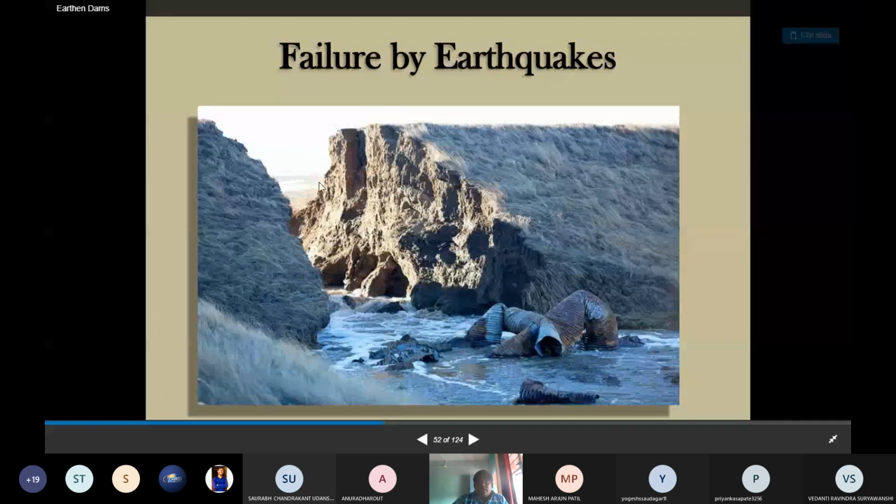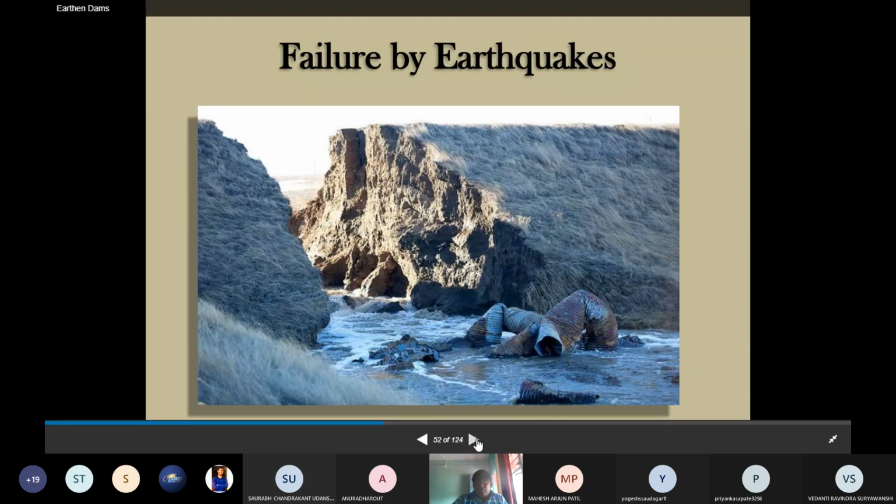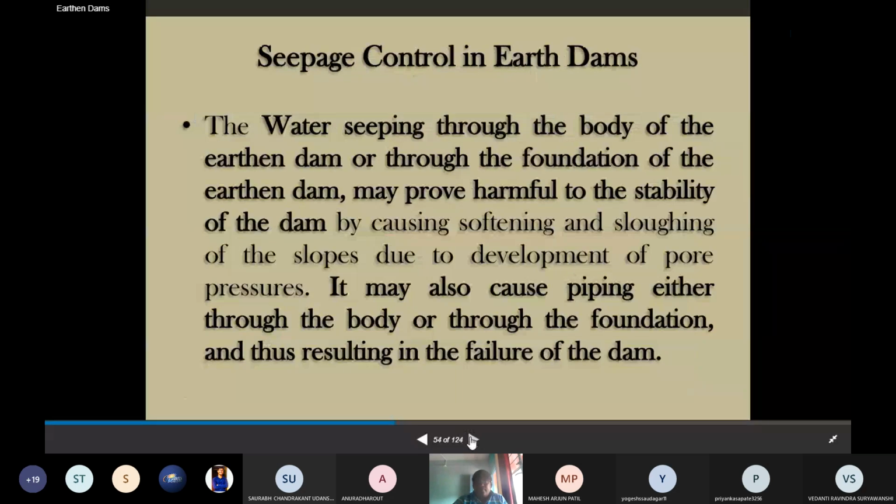Now see, this is the section of the dam. See the photograph, how because of this earthquake most parts of the dam are going to fail. Such a failure occurring on the dam side is called an earthquake failure. Now coming to the next part, failures due to earthquake. See here, these are the photographs you have to look at, showing damage due to this earthquake.